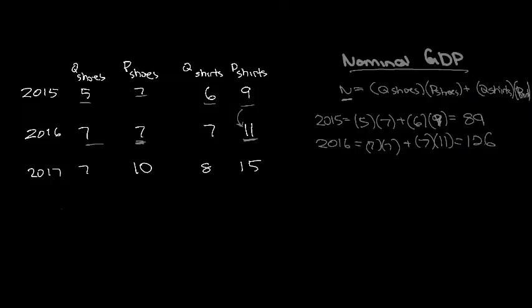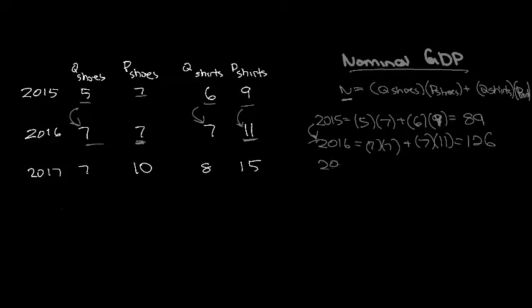So this would result in 126. So now you see an increase between the 2015 nominal GDP and the 2016 nominal GDP. Now you see that the price has risen for shirts and the quantity has risen for shirts and shoes. So through this, you can tell that nominal GDP measures an increase in both price and quantity.